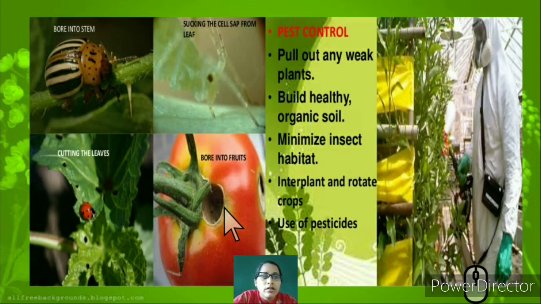What happens when there are a lot of pests, and if pests are not controlled? You can see that once a pest attacks one of the plants, the rest of the plants are also going to be affected. For that, you can pull out any weak plants and also build healthy organic soil. Minimize the insect habitat in the crop field. Interplanting or crop rotation is the best method, and also use some pesticides that will avoid these pests attacking the crops.